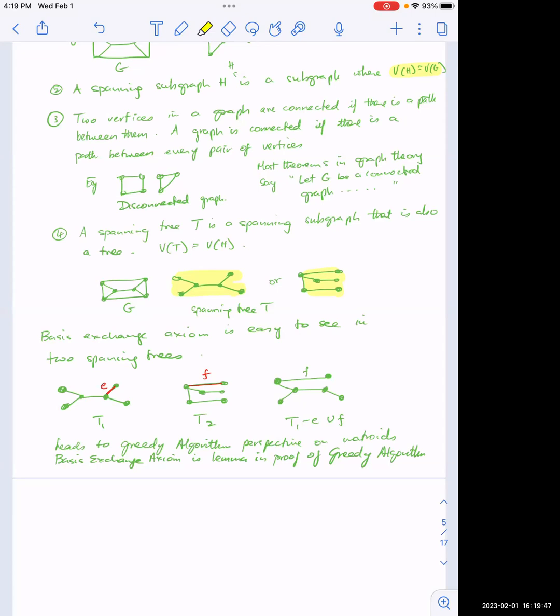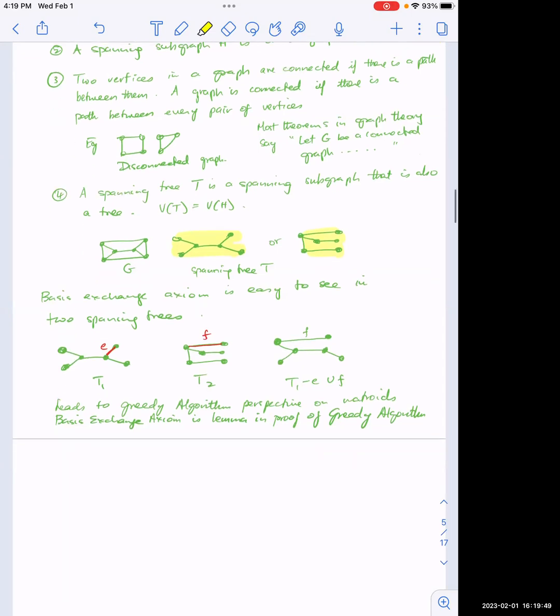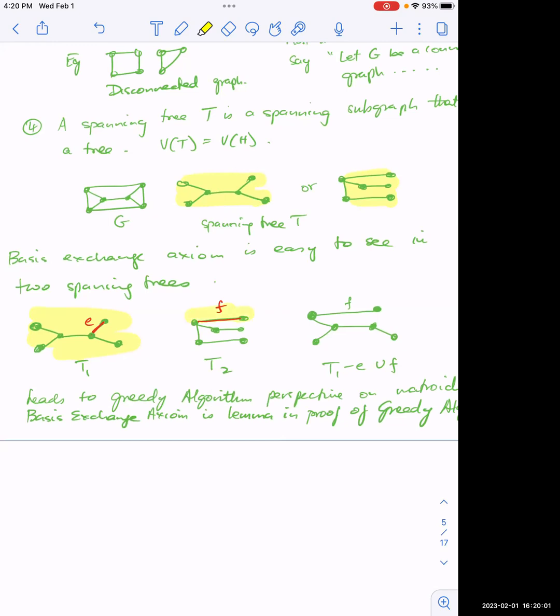And the basis exchange axiom is very easy to see in spanning trees. So if you have this as T1, and this is my other spanning tree, T2, you can swap out E and F and get another spanning tree, T3. And then you have Kirchhoff's beautiful matrix tree theorem that tells you the number of spanning trees in a graph. And it would be great if we had the number of bases in a graph, but we don't. We don't have a nice formula for that.